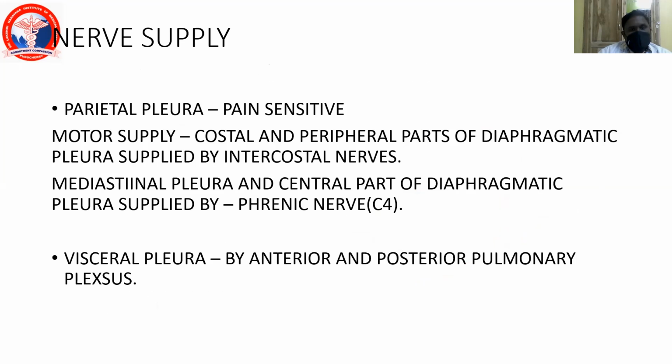Nerve supply: the costal and peripheral parts of the diaphragmatic pleura are supplied by intercostal nerves. The mediastinal pleura and central part of the diaphragmatic pleura are supplied by the phrenic nerve. The visceral pleura is supplied by the anterior and posterior pulmonary plexus.